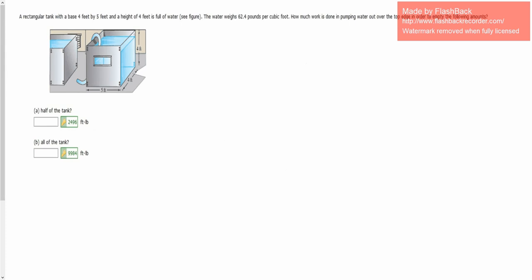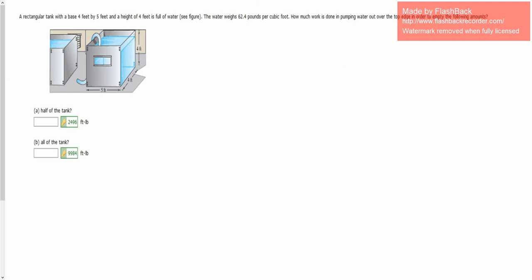A rectangular tank with a base 4 feet by 5 feet and a height of 4 feet is full of water. We see that in the figure. The water density is 62.4 pounds per cubic foot. How much work is done in pumping water out over the top edge in order to empty the following amount?